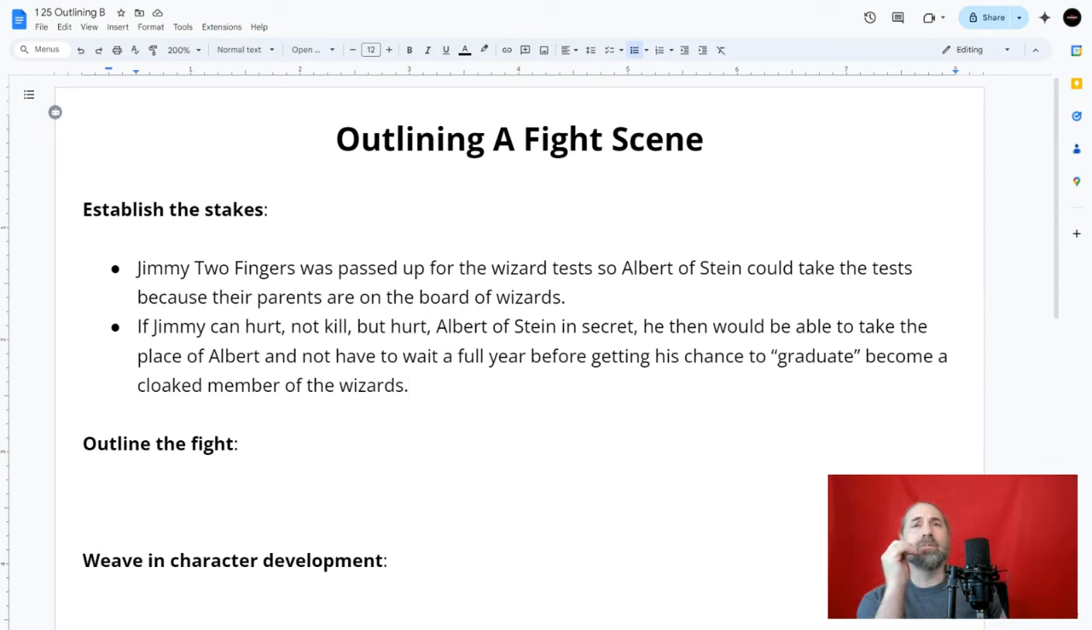All right. So Jimmy Two Fingers was passed up for the wizard tests so Albert of Stein could take the test because their parents are on the board of wizards. If Jimmy can hurt, not kill, but hurt Albert of Stein in secret, he then would be able to take the place of Albert and not have to wait.